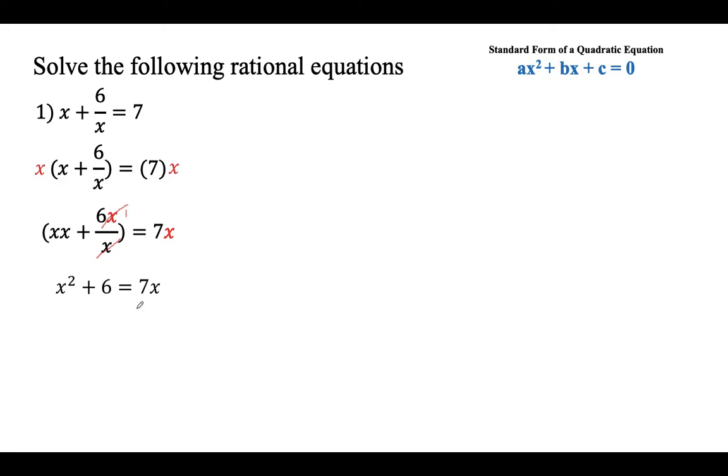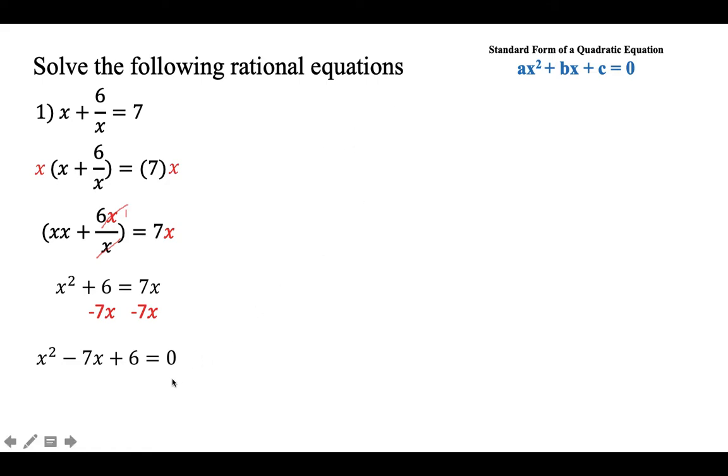Then, since I want this side to be changed into 0, like this one, how are you going to make it? Minus 7x to both sides to make it 0. So 7x minus 7x becomes 0. Then simplify the other side: x squared minus 7x plus 6. So it is now in the form of the standard form of a quadratic equation.